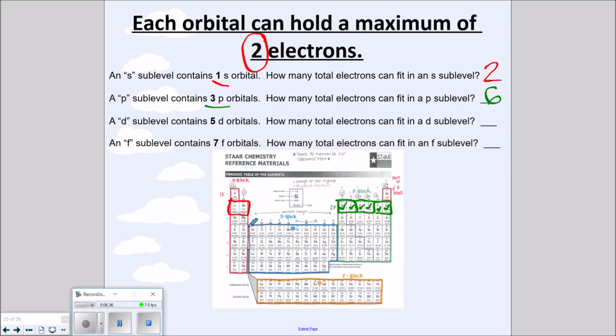The d sublevel has 1 orbital, 2, 3, 4, 5. How many total electrons can fit in a d sublevel? Well, that would be 10. And then lastly, I have an f sublevel. 1, 2, 3, 4, 5, 6, 7. It's got 7 orbitals. How many total electrons can fit? 14.